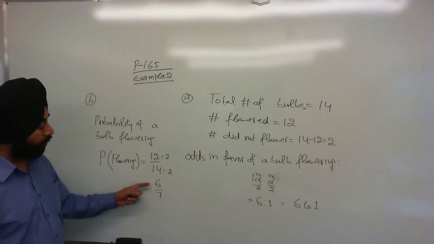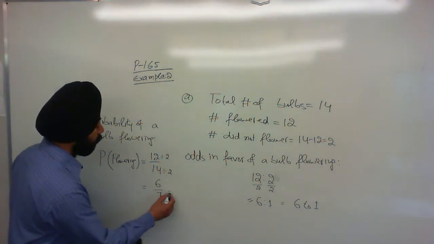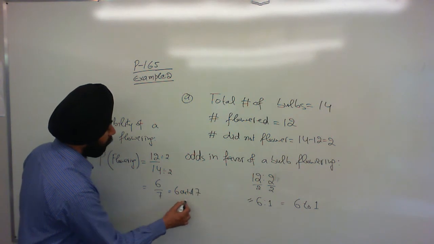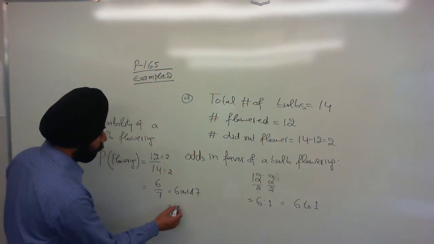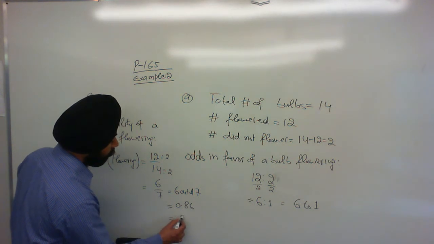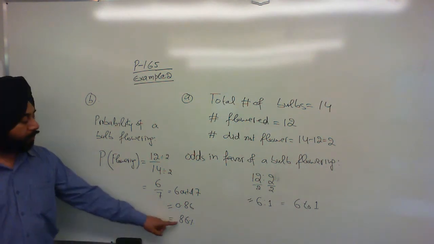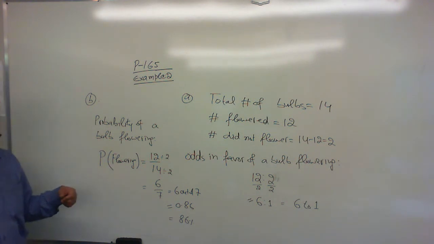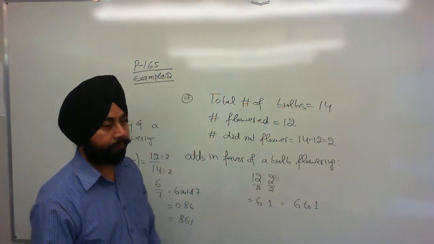This is the probability. How do you write it in words? 6 out of 7. You don't write it as 6 to 7. It's 6 out of 7. And if you divide them, what's the decimal number? 0.86, which is equal to 86%. So there is 86% probability that a bulb that you planted will flower, right? And the odds in favor of a bulb flowering is 6 to 1.